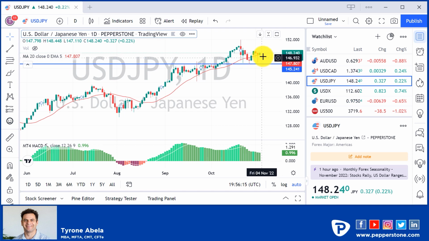But in saying that, a close below the trending moving average would see me looking at the 145 level again for the shorts, and of course a close above would be the 150.50 area. So yeah, reasonable trading on the US dollar yen as well. Hopefully you're able to take advantage of that move up because it was a pretty good one. All right, over to the dollar.